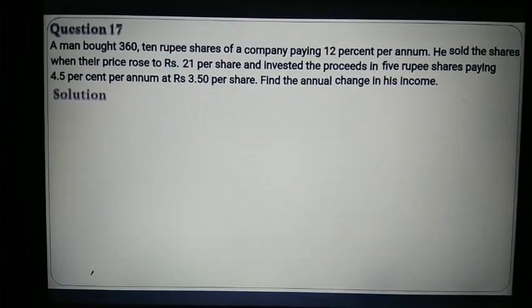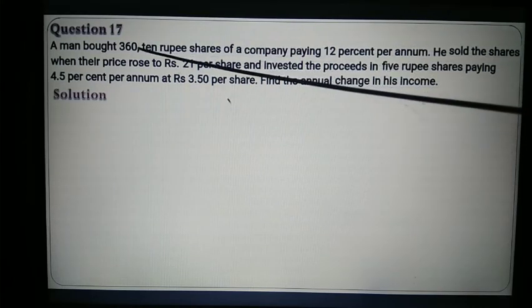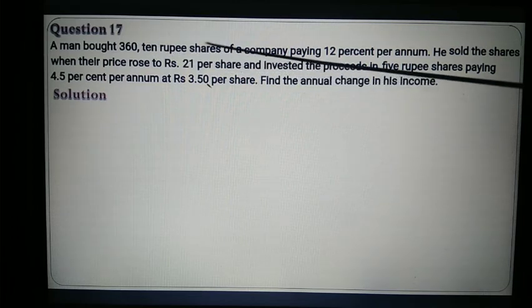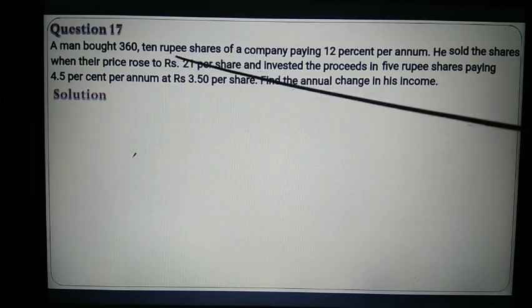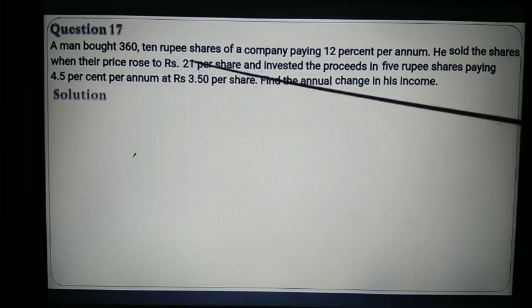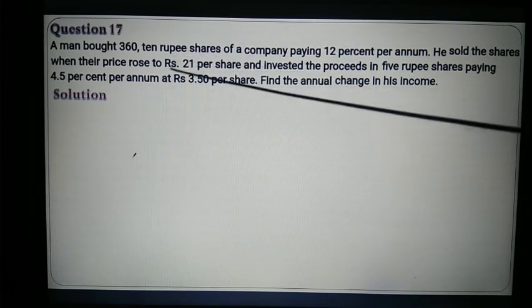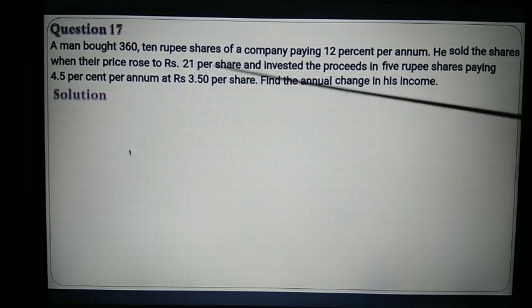Okay, let's have a look at this question. So question says a man bought 360 10 rupees shares of a company paying 12% per annum. Okay, so number of shares is going to be 360. 10 rupees shares means nominal value is rupees 10, and rate of dividend is given to be 12%. Now he sold the shares when their price rose to rupees 21. That means rupees 21 is my market value, because the shares are sold at this amount. Okay, so this becomes my market value per share.